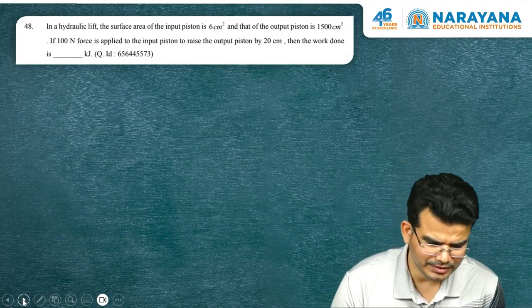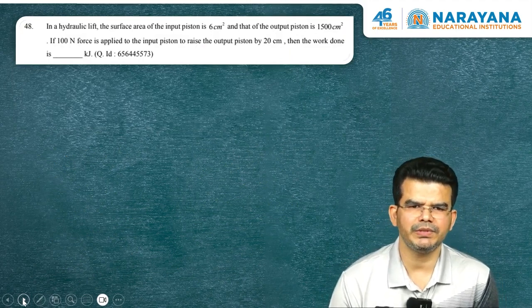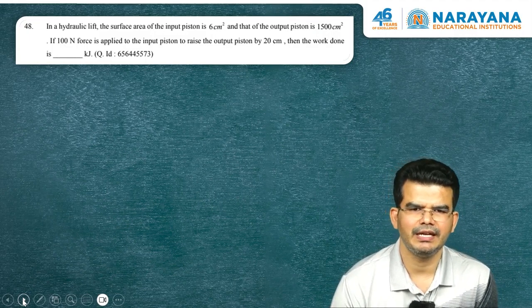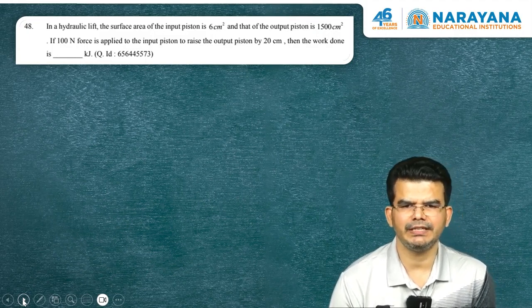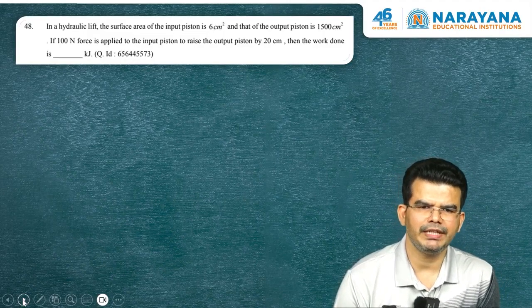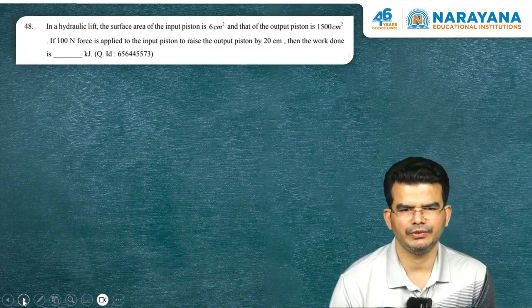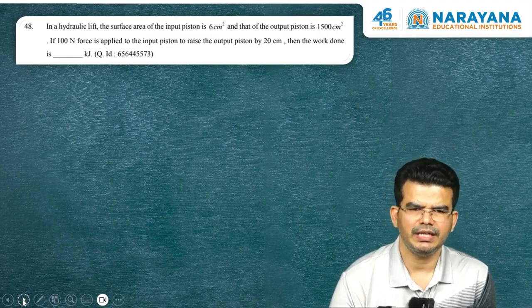Next question is, in a hydraulic lift, the surface area of the input piston is 6 centimeter square, and that of the output piston is 1500 centimeter square. If 100 Newton force is applied to the input piston to raise the output piston by 20 centimeter, then the work done is, okay, you know that energy is conserved in this.